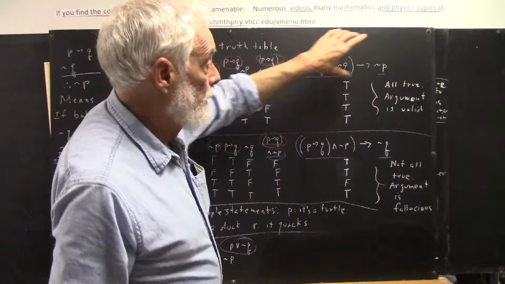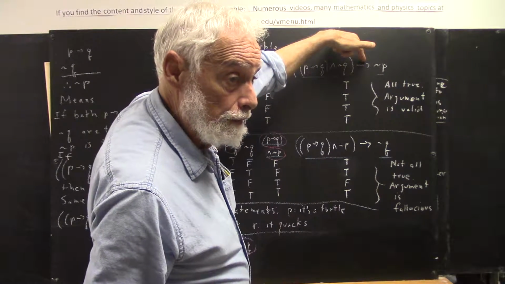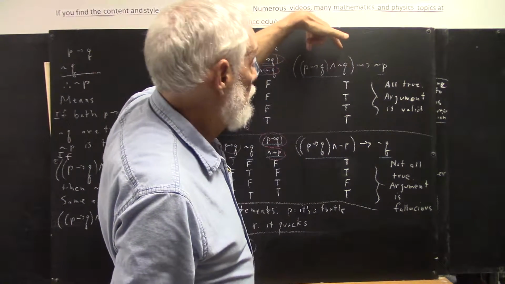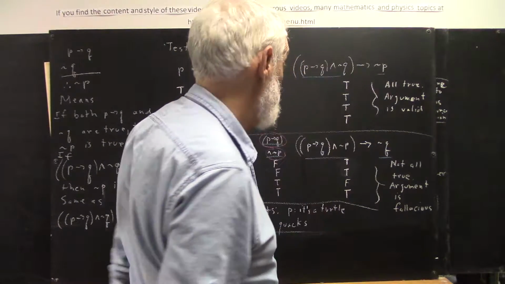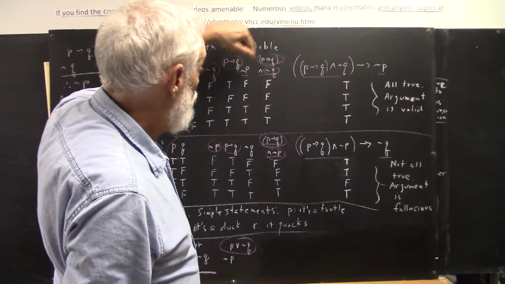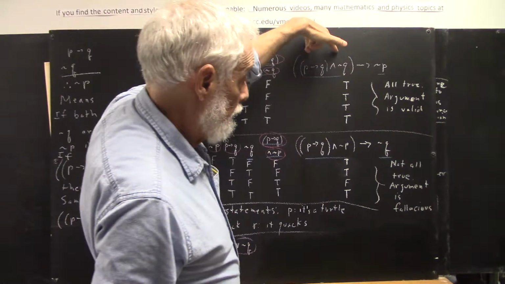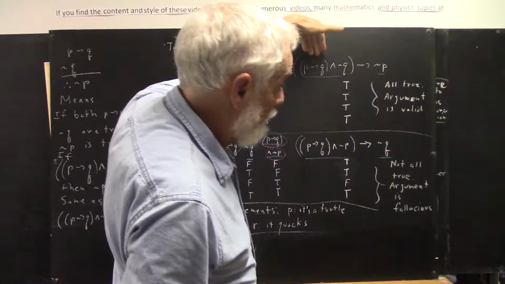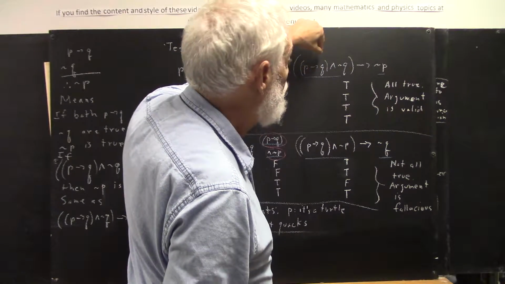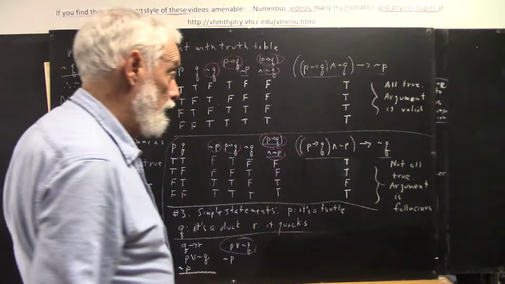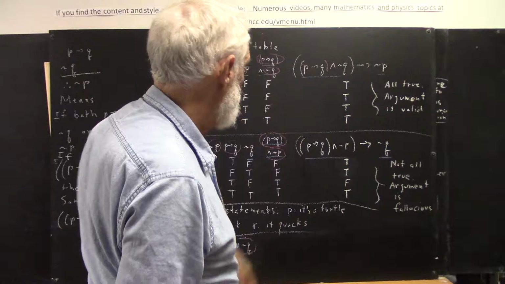Now we evaluate the argument. The argument is a conditional. It's true unless you have a true for the antecedent and a false for the consequent. The antecedent is here, the consequent is here. In these cases we have false for the antecedent, so the conditional is true, because we don't have true, false. It doesn't matter what we have in the consequent. We have to have a true here to say that this is false.